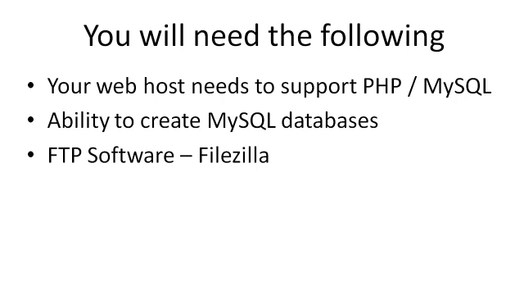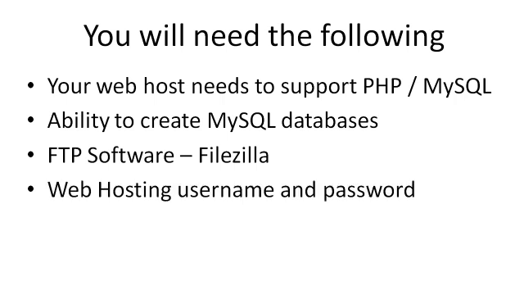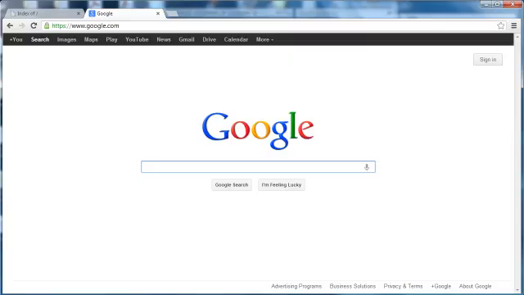In this case, I recommend Filezilla. And you're going to need to have your web hosting username and password and the WordPress files. So I'm going to show you how to get all of this stuff and use it to install WordPress manually. Now, first things first, let's talk about the Filezilla FTP program, which is basically a software that will allow you to upload files from your computer to your website.